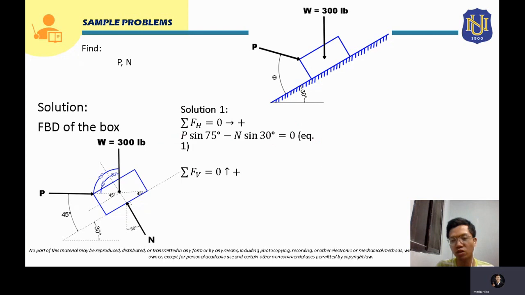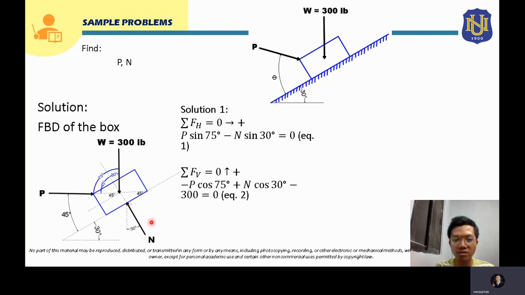Now for our equation 2, that will come from summation of forces vertical is equal to 0. Positive for forces directed upward. We will start with P. Our P is actually directed downward to the right. Its vertical component will be P cosine 75 degrees, and it is directed downward, so it will be negative here.